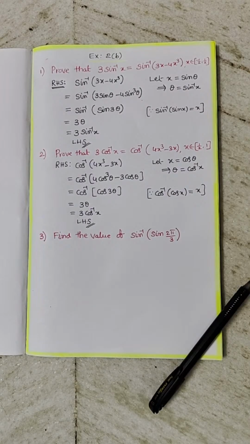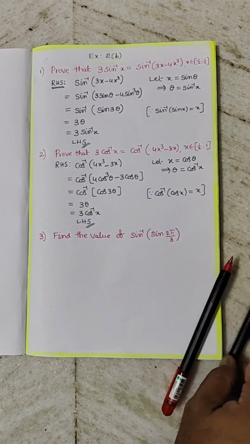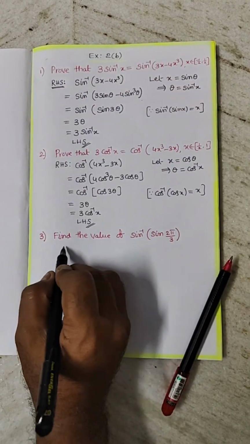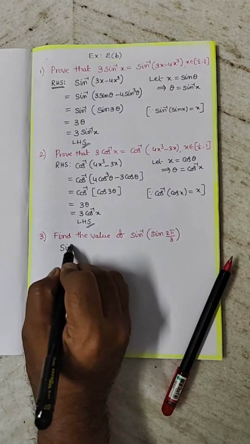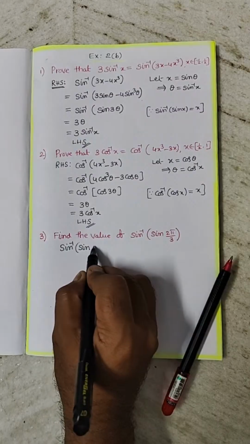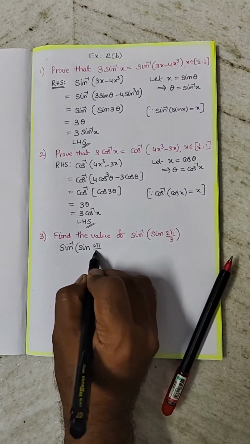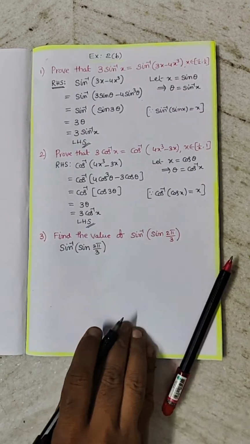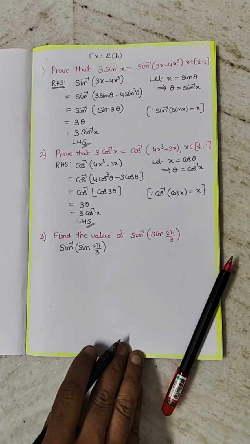Yeah, Vijay, I'm confused, bro. What happened, Vijay Shiva? Where you have that confusion, please let me know. First, you have to consider the given sine inverse of sine 2 pi by 3. Yeah, your second question, please explain, bro.